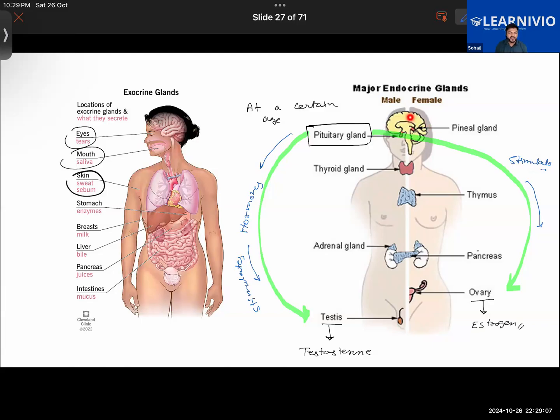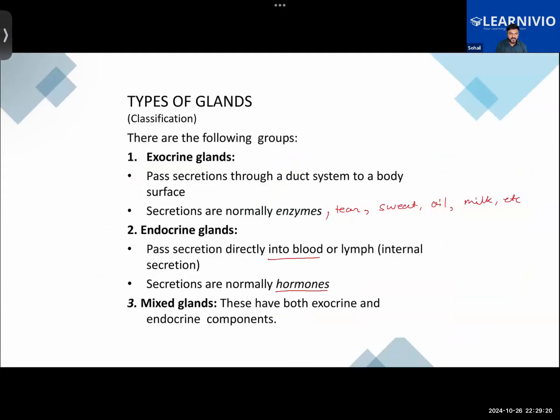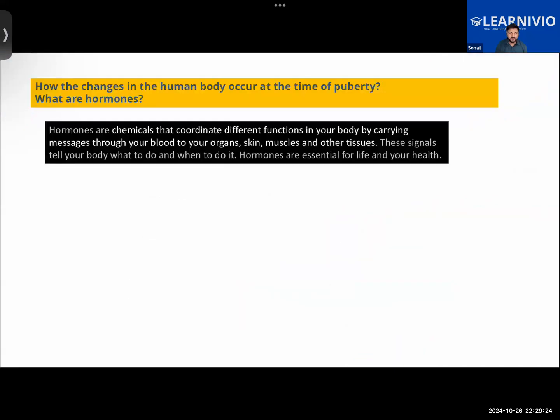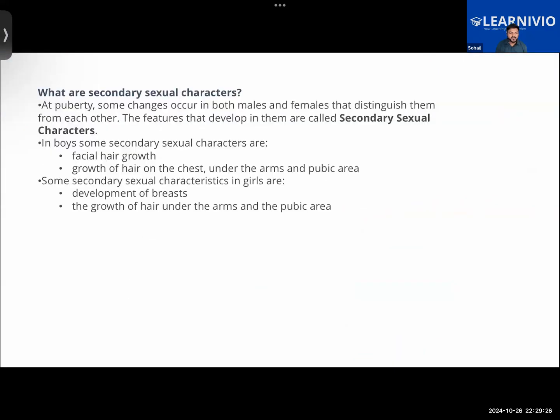Endo means inside. The secretions of these glands are inside the body. Exo means outside. So the secretions of exocrine glands are outside the body, plus they will not be mixing into the blood. Getting it so far? So these types of glands will be responsible for producing hormones, and hormones will be responsible for bringing about different changes in the body, right?